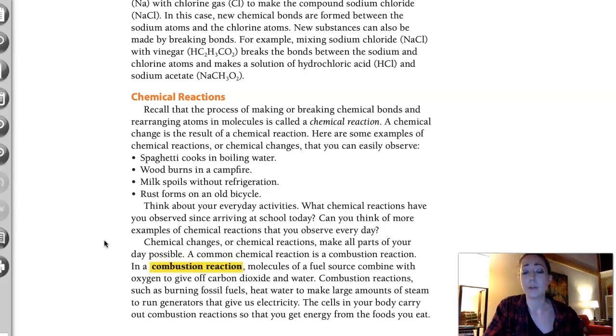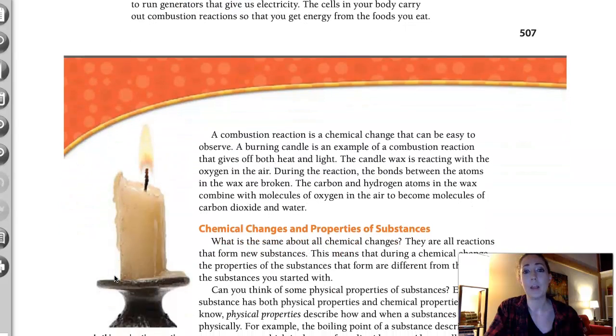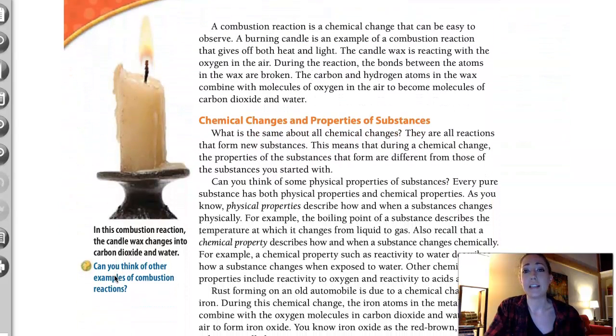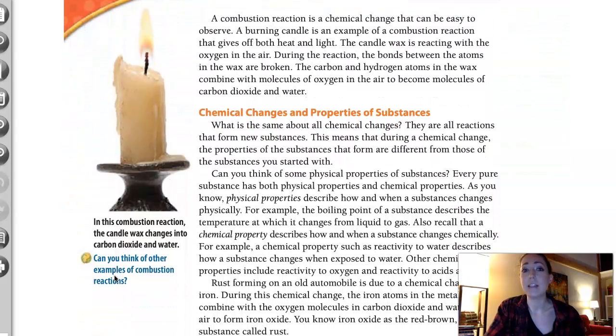A common chemical reaction is a combustion reaction. In a combustion reaction, molecules of a fuel source combine with oxygen to give off carbon dioxide and water. Combustion reactions, such as burning fossil fuels, heat water to make large amounts of steam to run generators that give us electricity. The cells in your body carry out combustion reactions so that you get energy from the food that you eat. A combustion reaction is a chemical change that can be easy to observe.